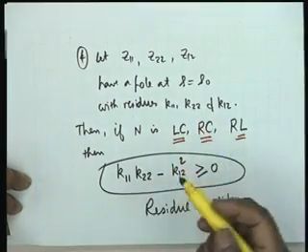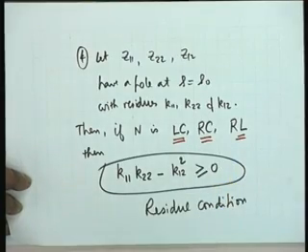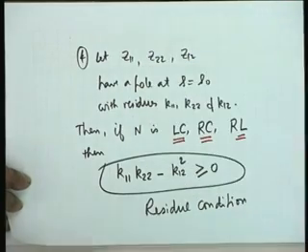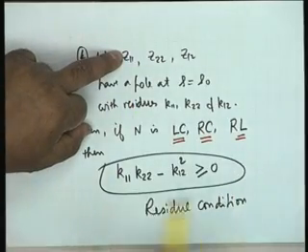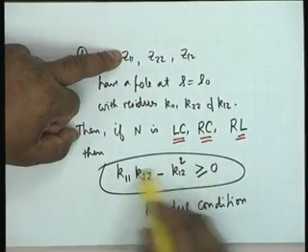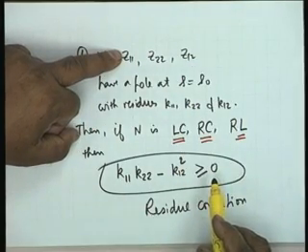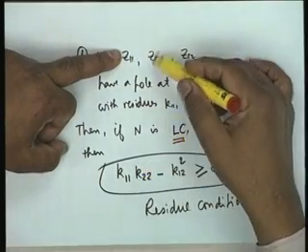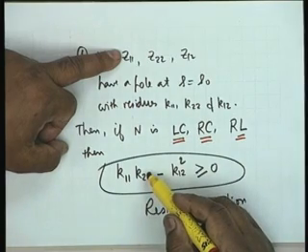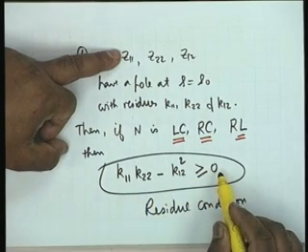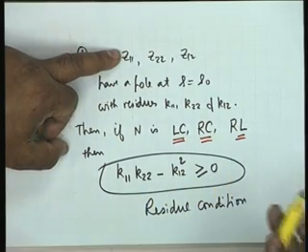As I said, if Z12 has a pole, it must be shared by Z22 and Z11 also. But if Z11 has a pole, it does not have to be shared by either Z22 or Z12. Does that violate the residue condition? Z11 has a pole, so K11 is non-zero. Z22, if it does not have a pole, then K22 would be 0. Z12 does not have a pole, then K12 will be 0. So it would be 0 equal to 0. It does not violate the residue condition.